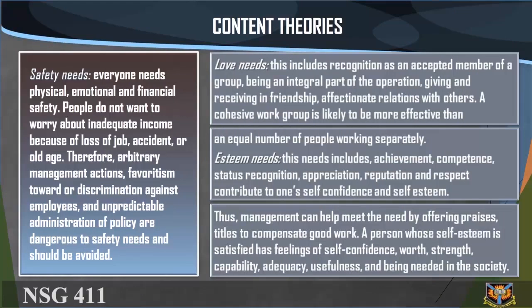Safety needs. Everyone needs physical, emotional, and financial safety. People do not want to worry about inadequate income because of loss of job, accident, or old age. Therefore, arbitrary management actions, favoritism toward or discrimination against employees, and unpredictable administration of policy are dangerous to safety needs and should be avoided.